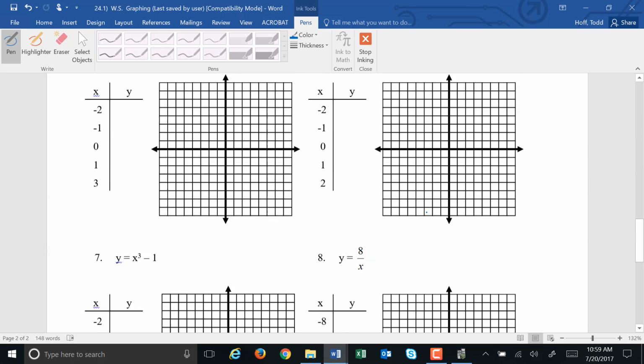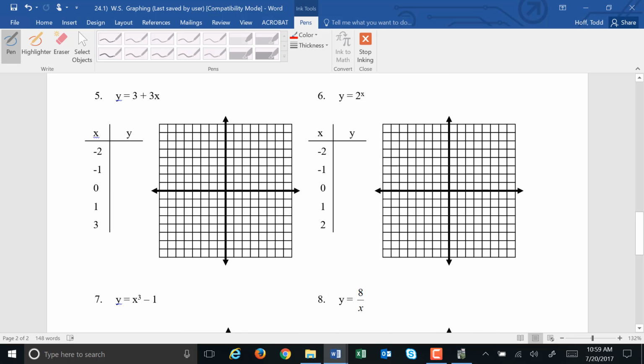So then we got similar ones here. I'm just going to give you number 5 here. Y equals 3 plus 3x is going to look like this. It is a line.